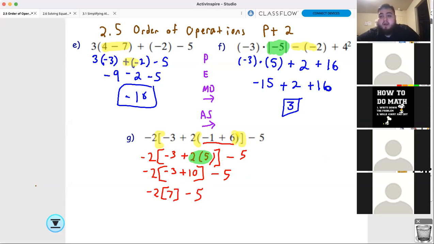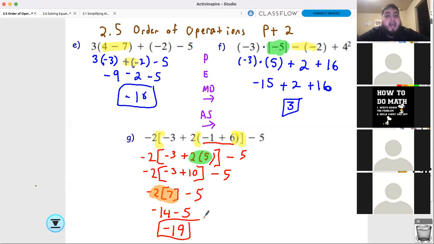Does anyone remember what operation happens when we have a number in a parentheses? Are we gonna add, multiply, divide, subtract? We're gonna multiply. So it'll be -2 times 7 is -14 minus 5. Remember the situation with money, -14 means we owe 14, we spend 5, so now we owe the bank $19, and we're done.